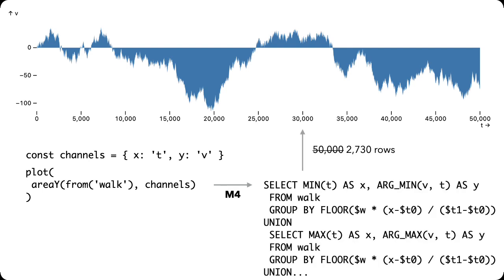In Mosaic, the area mark instead applies M4 optimization, performing pixel-aware binning to reduce the data by over an order of magnitude.